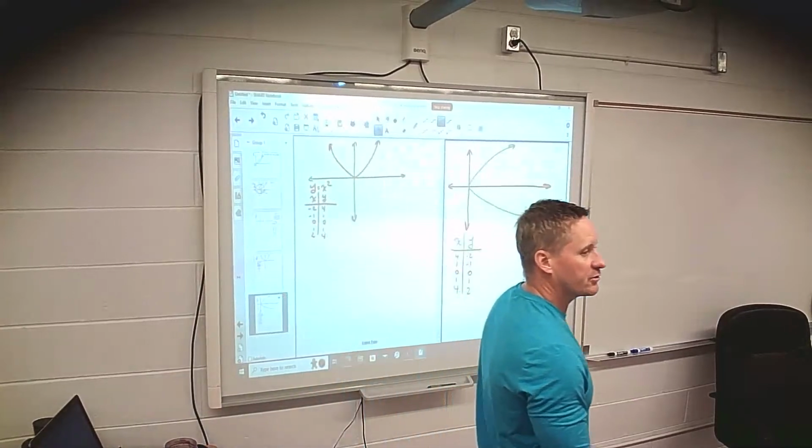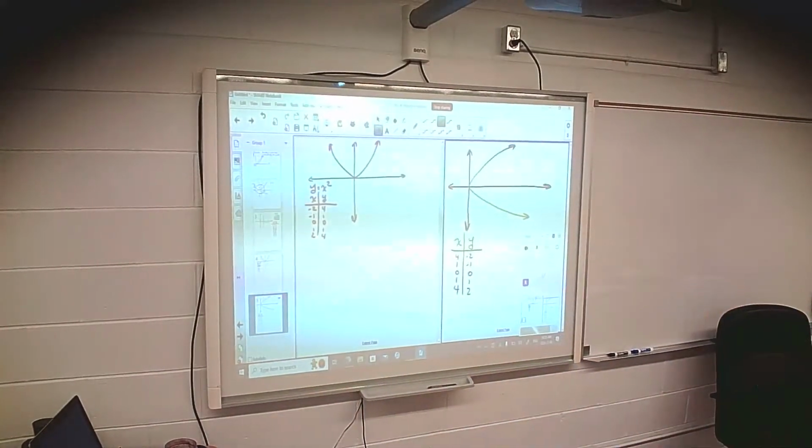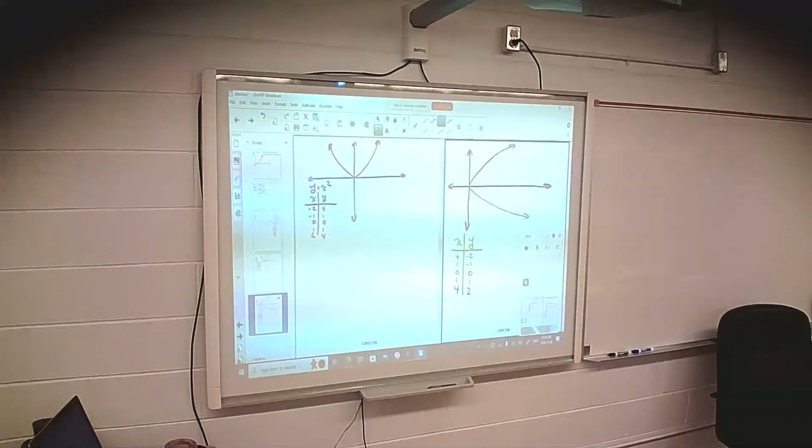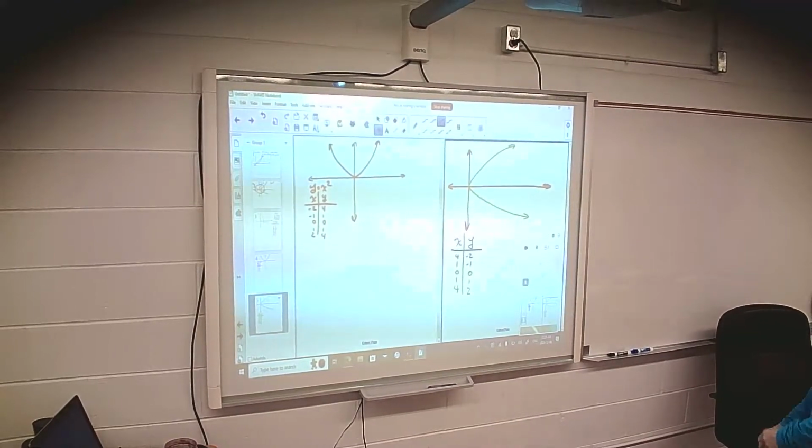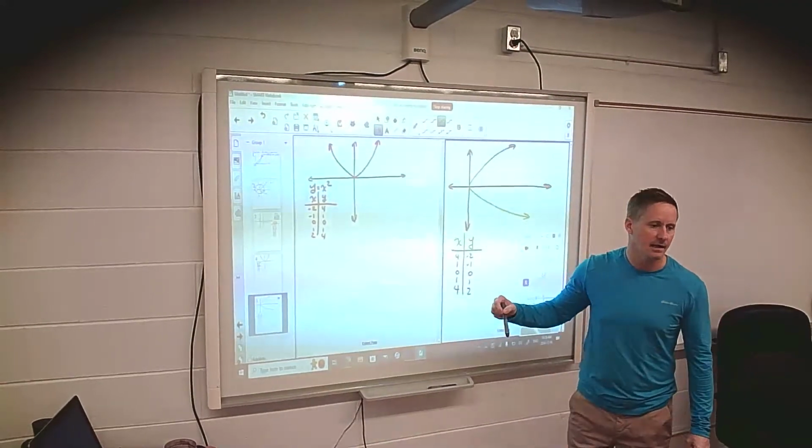Any of the x values repeat on there? Which ones? 4's on there twice. Agreed. One's on there twice. Do they have different y values? Yeah. So this doesn't pass it, does it?